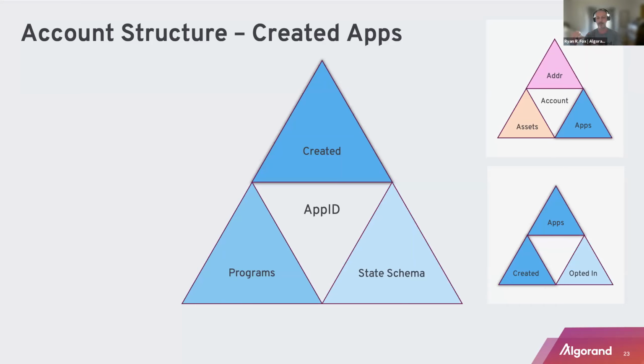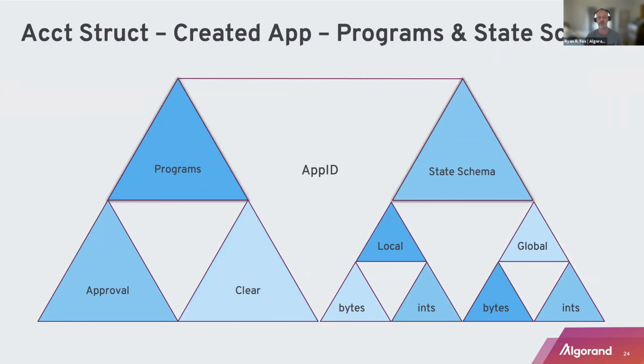And then the state schema defines how the application can store data within itself, within the app ID for a global state, or for local state, meaning values that it can store within a particular user's account, one that has opted in to use that particular application ID. We'll see that in just a moment, but let me go down the program side of things for a moment here and tell you about the two programs that each application has.